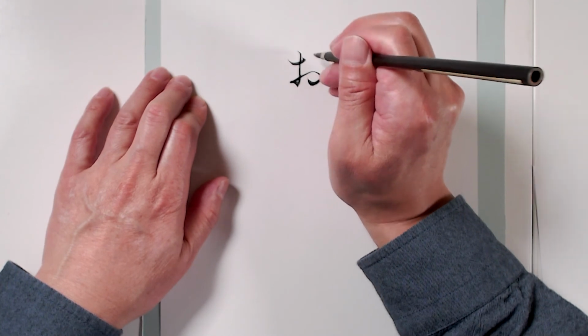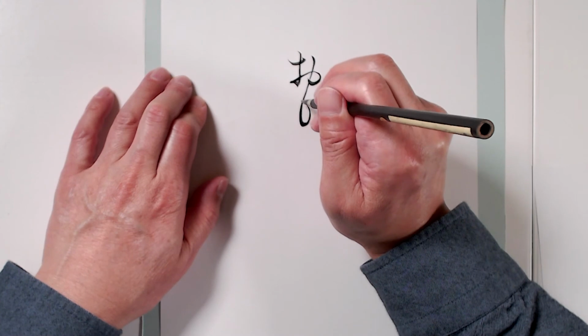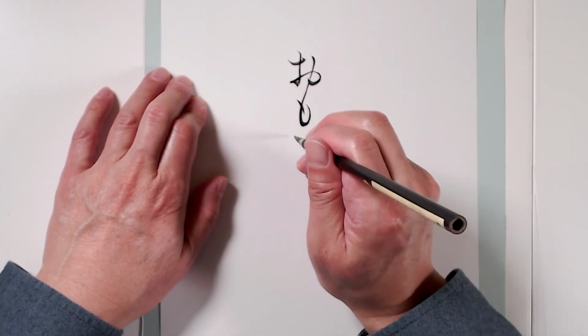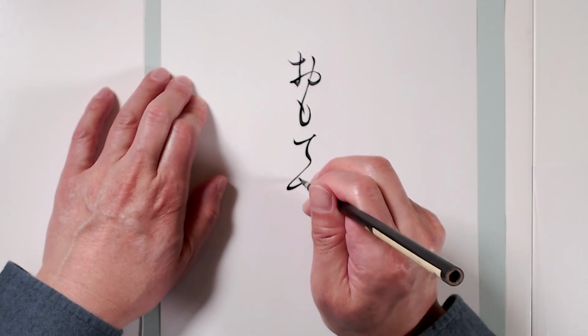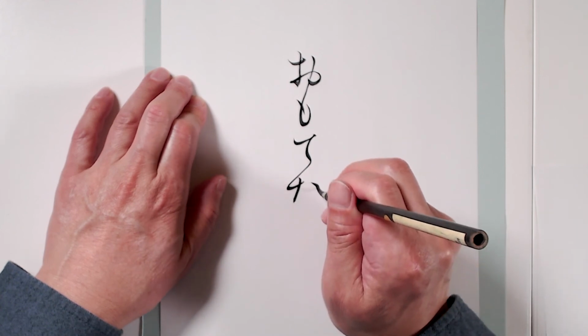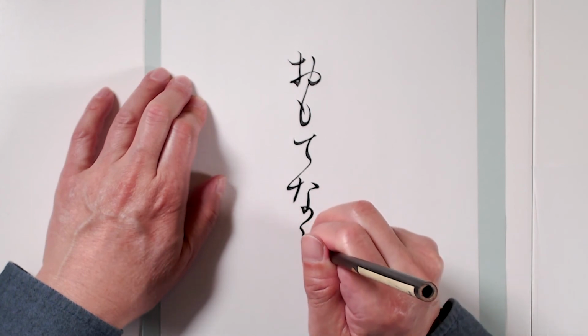This is omotenashi, a word for hospitality. It is also the official catchphrase of the Tokyo Olympic and Paralympic Games. I cannot wait for that to happen soon. Anyway, I hope you enjoyed the video demonstration.